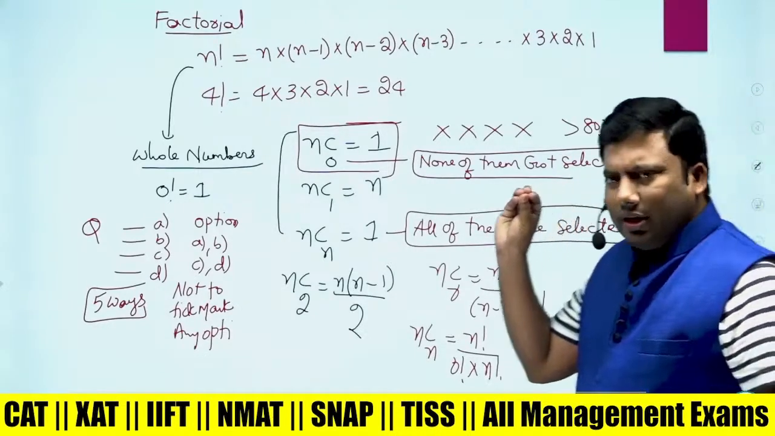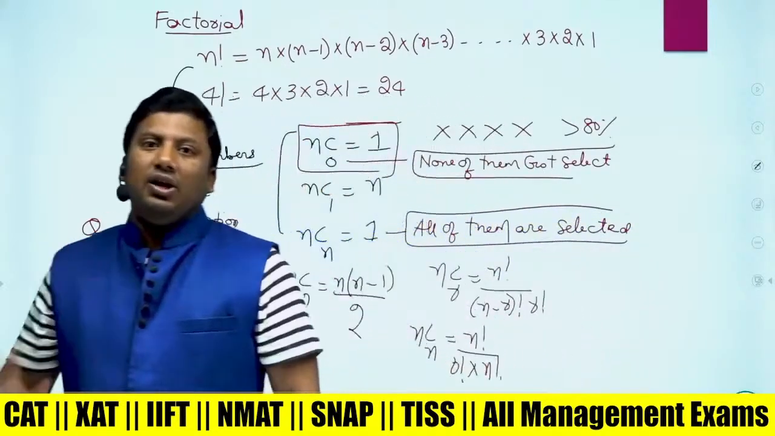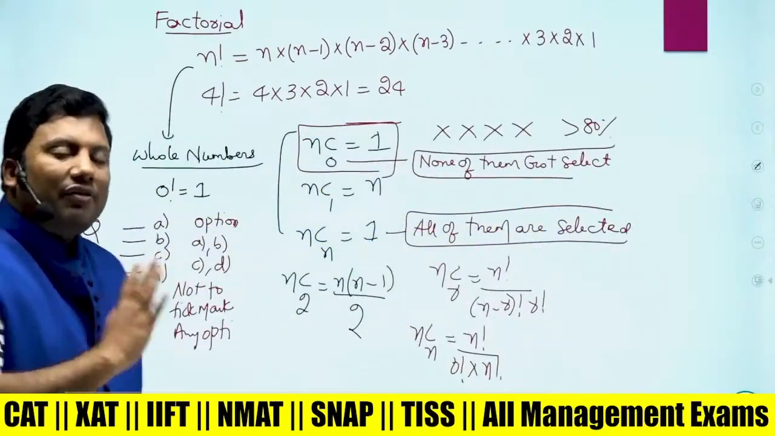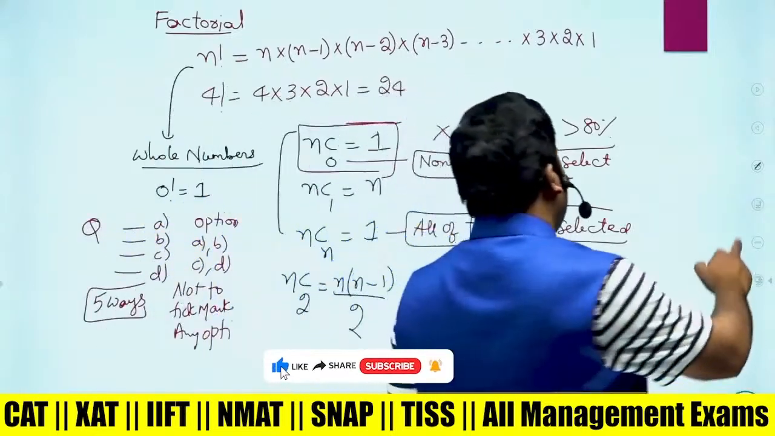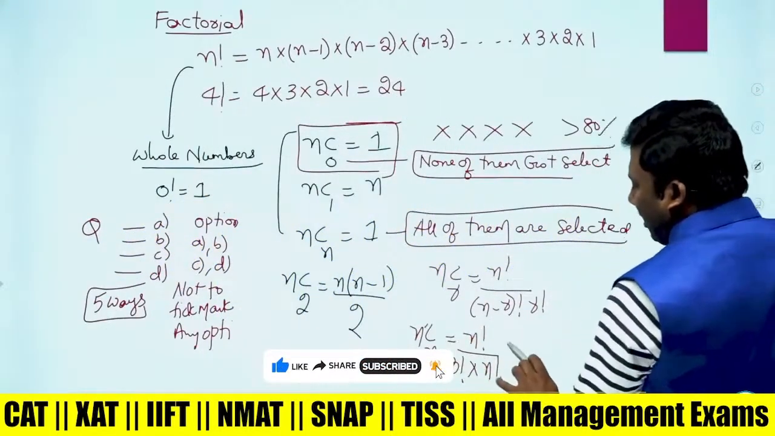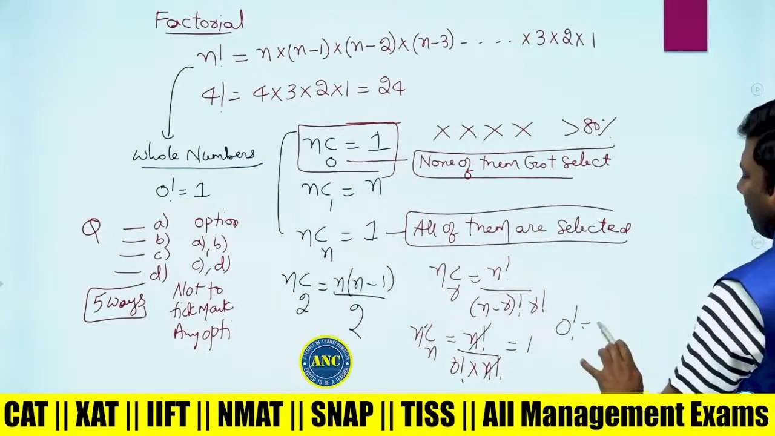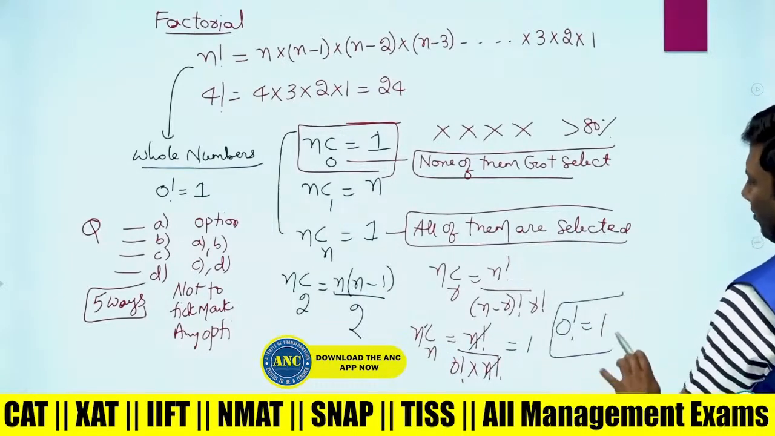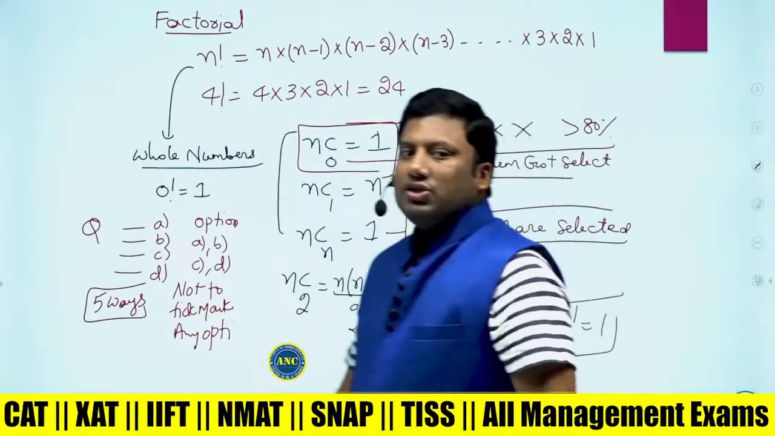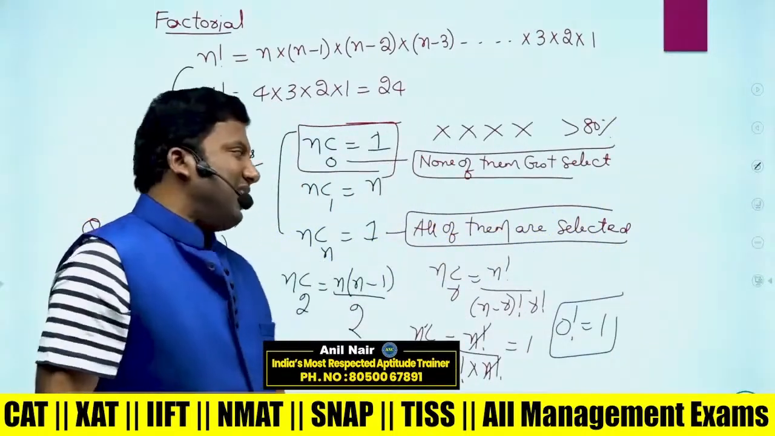When I write 0 factorial equivalent to 1, immediately you should get a doubt. Why should 0 factorial be equivalent to 1? What is the proof behind it? I am discussing the proof. NCN is 1, n factorial cancels out, so 0 factorial is equivalent to 1. I hope the mathematical proof is clear to you.